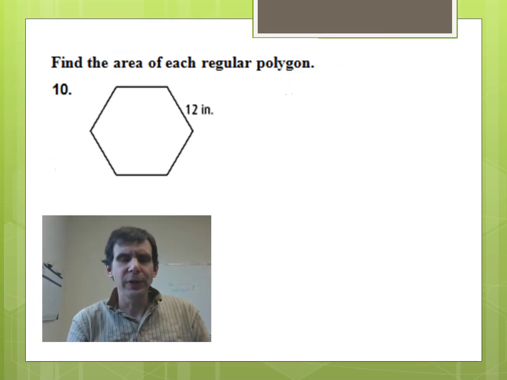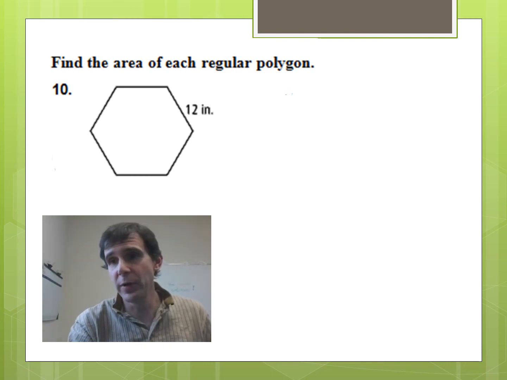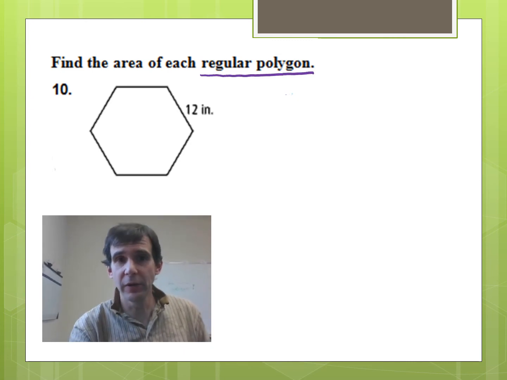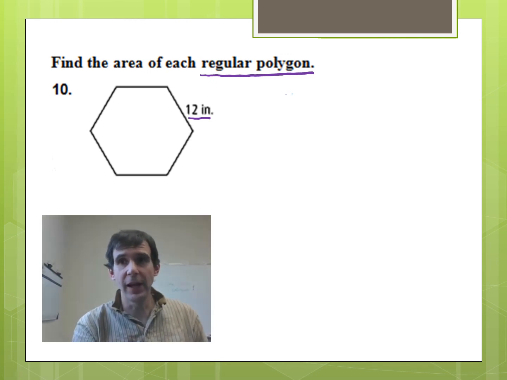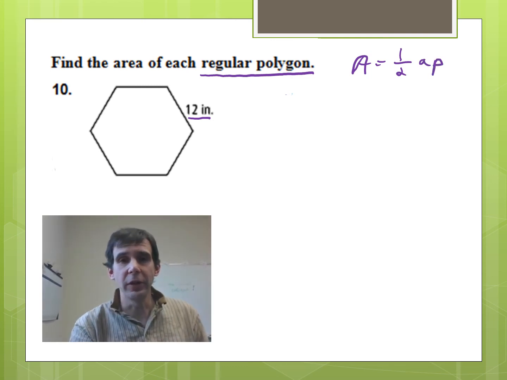Okay, so let's take a look and see something where this is all you got. You got 2 bits of information here. You got the fact that this is a regular polygon, and you got 1 side length. Okay, now what you've got to do is figure out how to use this to get the whole formula here. A equals 1/2 apothem times perimeter. How are we going to get everything we need there?